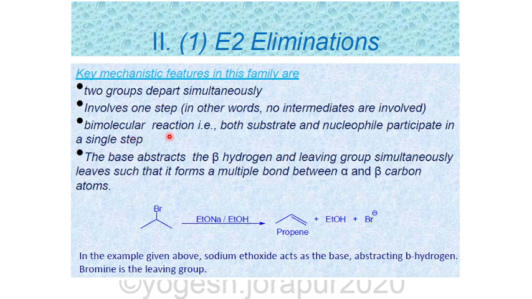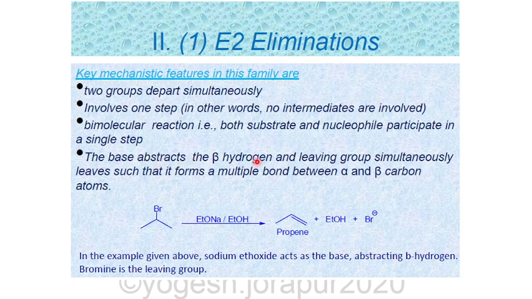It is a bimolecular reaction. Why is it bimolecular? Because of the presence of the substrate and the nucleophile. This indicates that the rate of reaction depends upon both the substrate and the base that we are going to use. Let's see what the base abstracts and what it actually does. We are going to see in detail in the mechanism what the base does and how the elimination occurs.